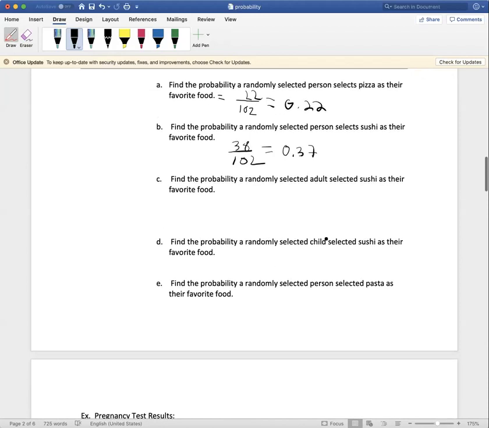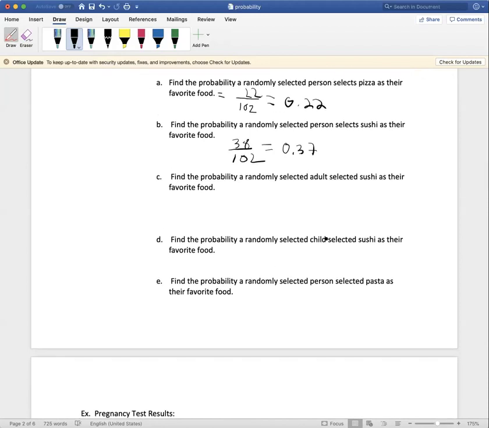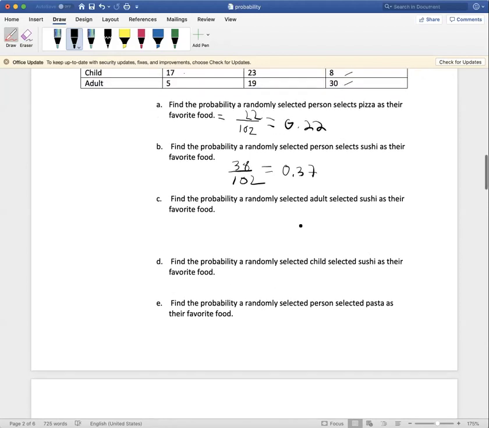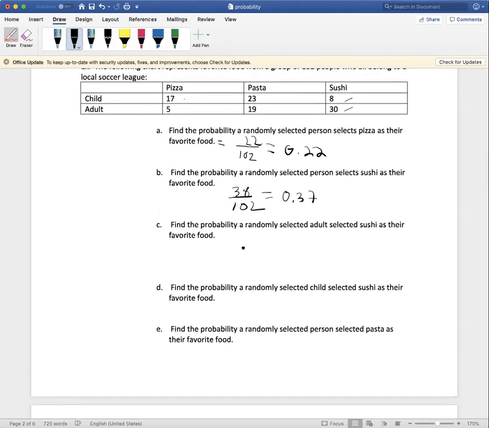Okay, so for the next example, find the probability a randomly selected adult selects sushi as their favorite food. So for this, the denominator is changing a little bit, right? Because the denominator is saying find the probability a randomly selected adult. So now our sample space, or the denominator, is just going to consist of these groups down here, just the adults. So when we sum them together, we have 30 plus 19 plus 5. We have a total of 54.